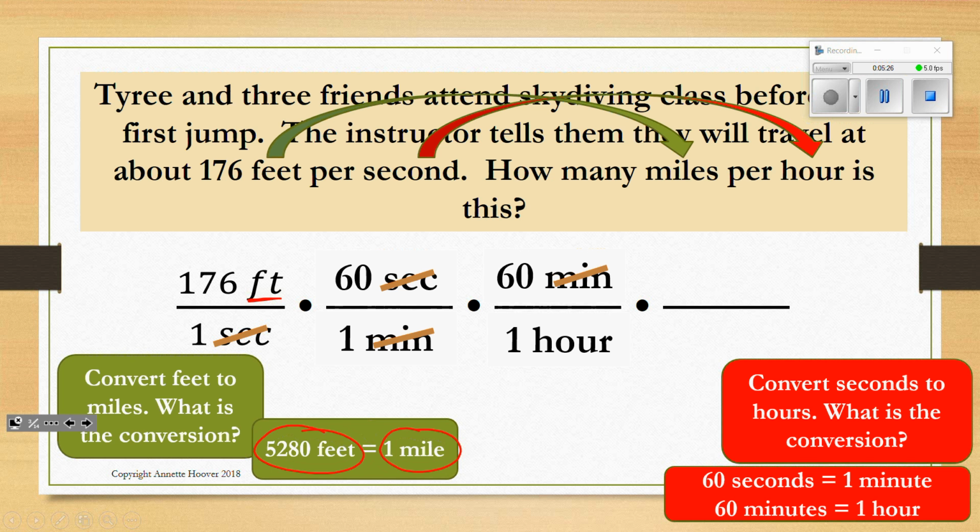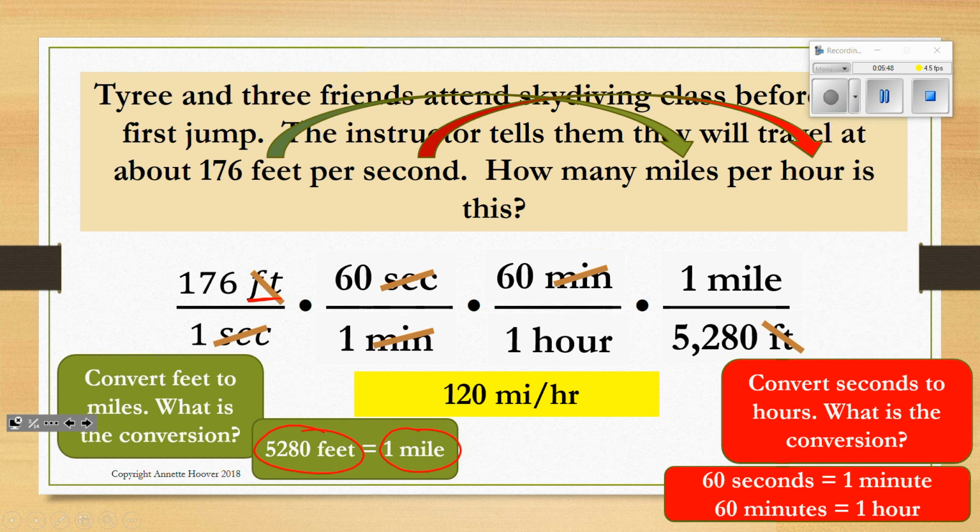The feet was on top, so when we set up our ratio with 5,280 feet equals 1 mile, we have to put that on the bottom. So the 1 mile goes on top. The feet cancel out. Now we have to multiply everything together on top. So with your calculator, you would go 176 times 60 times 60. On the bottom, we just have 5,280. And when you divide those two numbers, you would get 120 miles per hour.